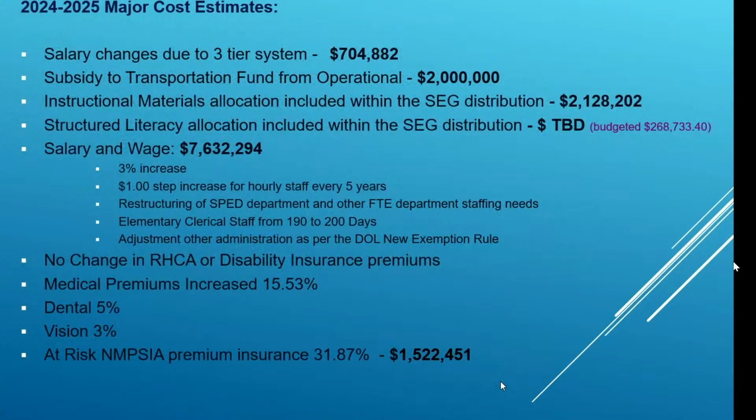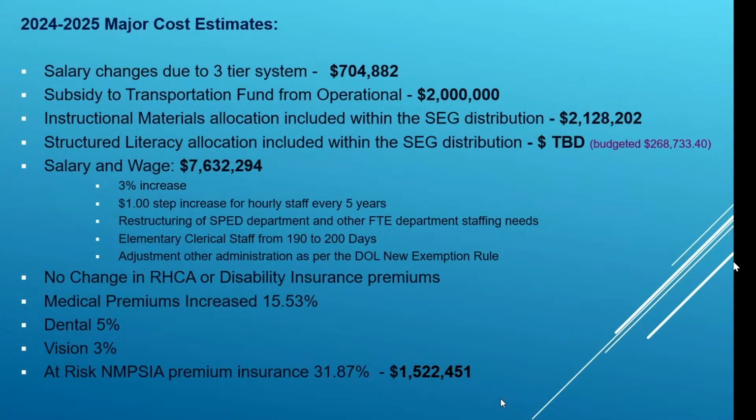So estimated expenditures, there we had the salary changes due to the three-tier system. These are teachers that move from level 1 to level 2 to level 3. And so that was an additional expense to the district of $704,882. Another expense is that we haven't received the transportation allocation, but in the last couple of years, we haven't received enough to cover the entire cost of transporting students. So we budgeted $2 million because we do expect a shortfall.